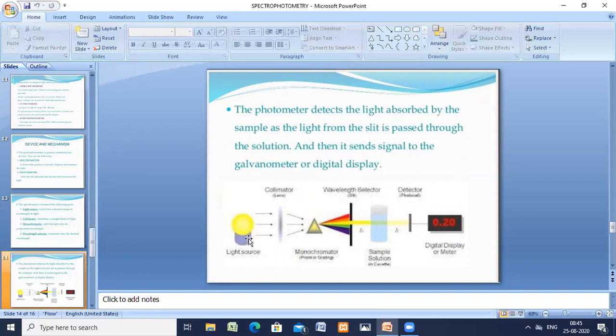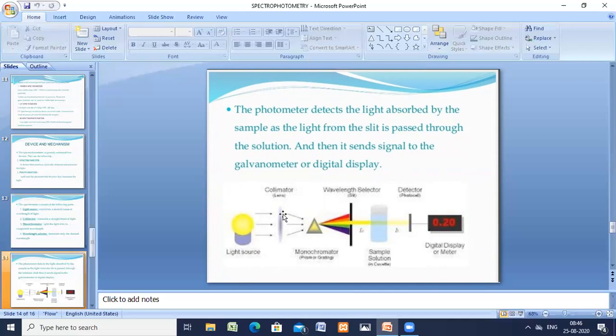Here is the light source. It comes to the collimator, and from the collimator it passes on to the monochromator. From this prism, you can see the monochromator. This light is split into different regions, and you are able to observe the visible region. As it comes out of the monochromator, you get monochromatic light, light which is passing in one direction.